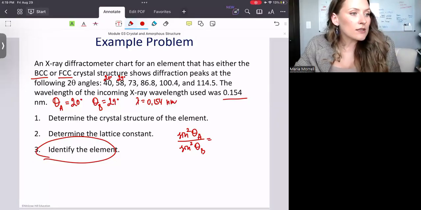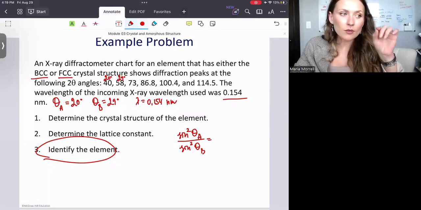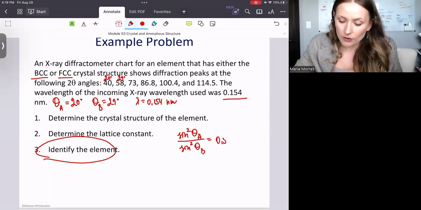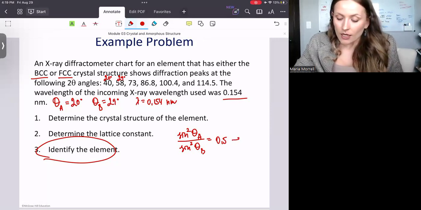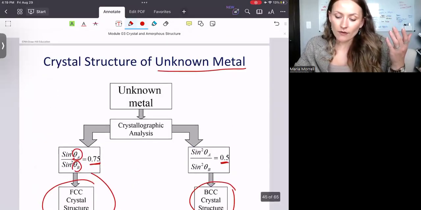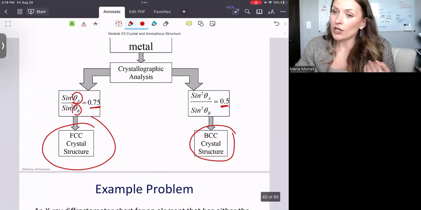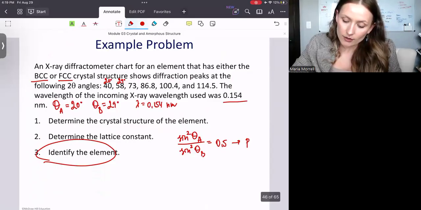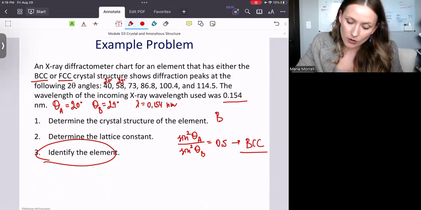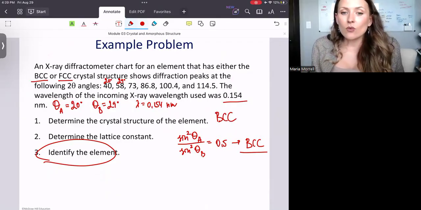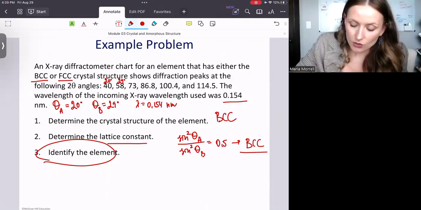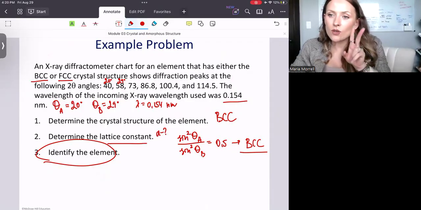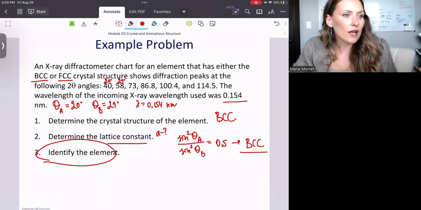Now that the angles are known, if I plug in the numbers, keep in mind that you're using not the double angle, but a single angle, you will end up with a value that is roughly 0.5. Because the ratio is 0.5, from here I can identify that I am looking at BCC. This is identified. All right, we're one step closer. Next, we need to determine the lattice constant, you need to know the A. Without those two combined, you won't be able to identify the element itself.